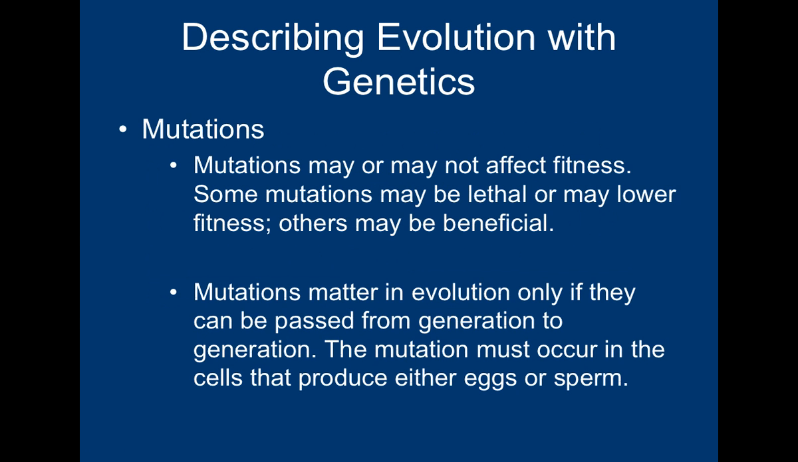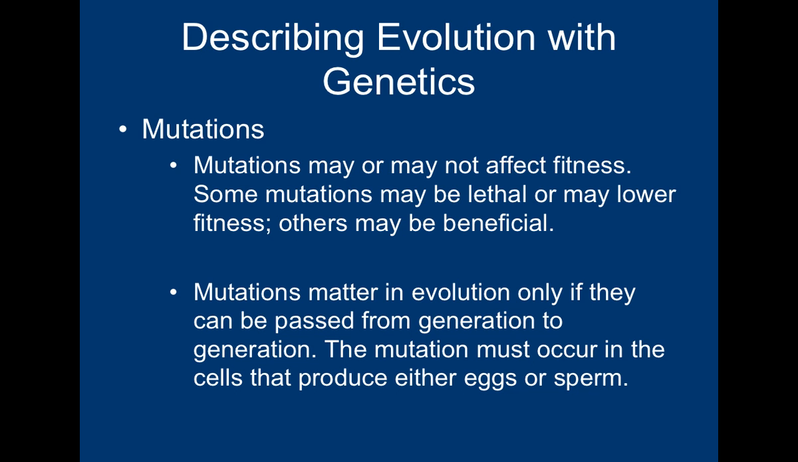And we already talked about this, but keep in mind mutations may or may not affect fitness. Some mutations can be lethal or lower fitness, but others can be beneficial. Mutations matter in evolution only if they can be passed from generation to generation, so the mutation has to happen in the cells that produce either the eggs or the sperm, which we talked about before. The bigger evolutionary driver with natural selection is sexual reproduction. Mutations have a place, but they're not as big of a factor as sexual reproduction is.